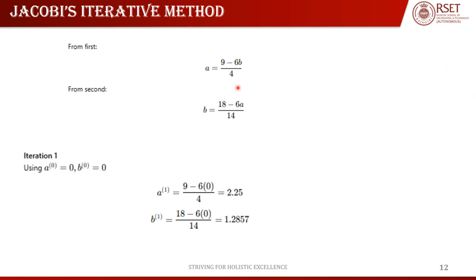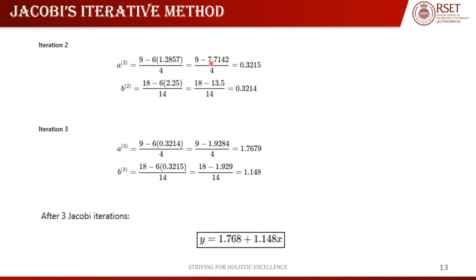times 1.2857 by 4. On doing this, you will have this value, and your b2 will be (18 minus 6 a1) by 14. Your a1 is this, and on substituting you have 0.3214. Similarly, you are asked to do 3 iterations. Do the third iteration also, and you have the value of a equal to 1.7679, and b equal to 1.148.